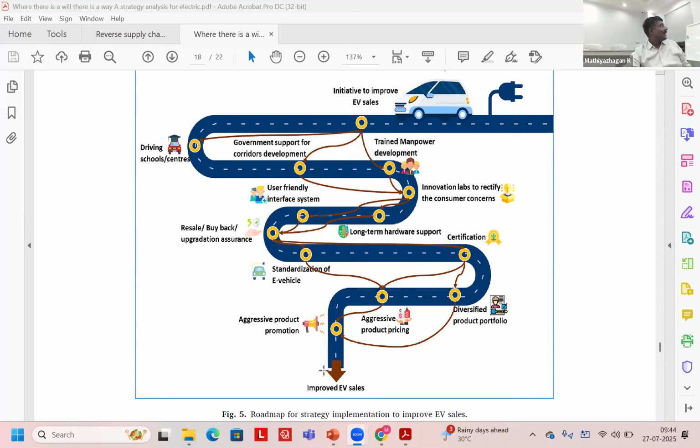Your electrical vehicle sales will be improved. This is called a good presentation. Yeah, we have made it. Is it clear what I'm telling? Yeah. Is it clear? This is a good presentation, meaning start to end, it travels in only one direction. Start to end, only one direction. This is called a good presentation.